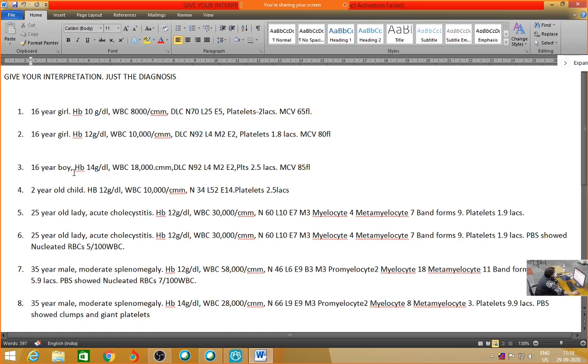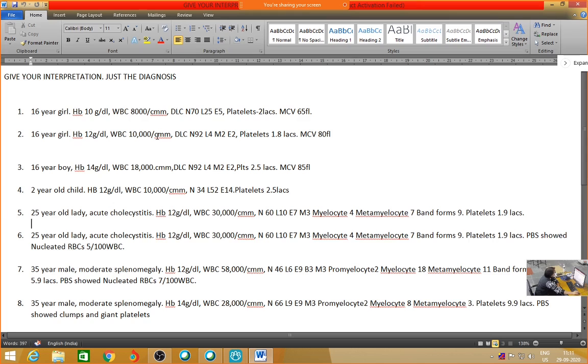The next question, 16-year-old boy, hemoglobin is okay for a boy, 14 grams, WBC 18,000. This is high, so when you look at the WBC, this is a proliferative state. Then if you look at the differentials, again neutrophil is 92% and the others, lymphocyte, monocyte and eosinophils, are normal. So again, here you're getting neutrophils which are very high and the WBC count is also high. Note the difference between question number 2 and question number 3. The only difference between these two is the total count.